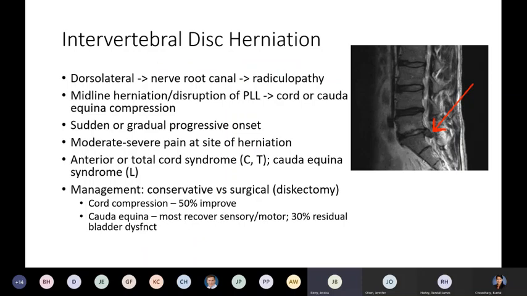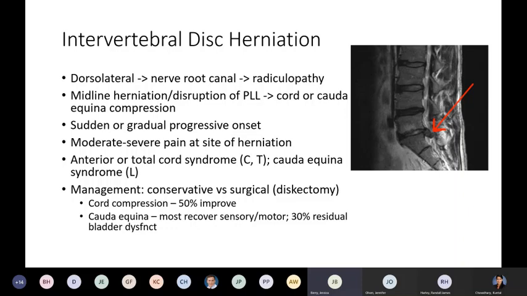So disc herniation, compared with the stenosis and myelopathy, which tend to be a little more progressive, can occur with a sudden onset presentation, but can also be gradual and progressive. The most common disc herniations are typically dorsolateral in direction, which end up impinging the nerve root canal and causing radiculopathy, usually just one or two levels. So we're not really going to talk about that today because we're here to talk about the spinal cord.